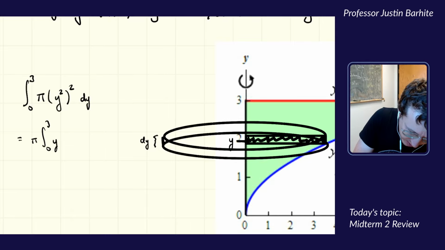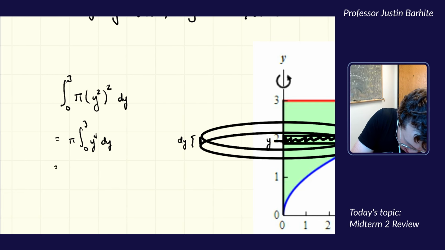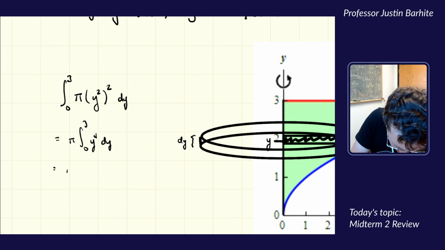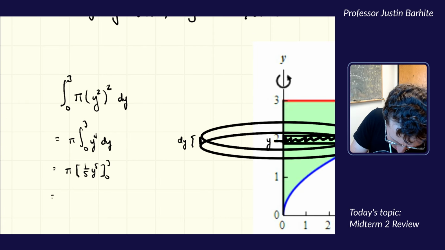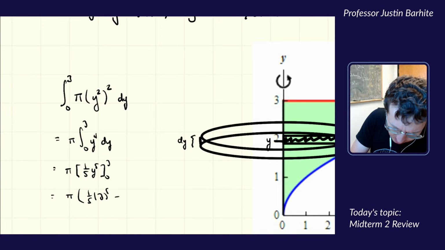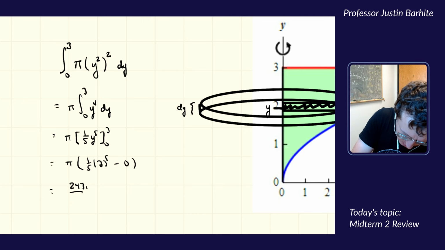So I'm integrating y to the 4th, which gives me y to the 5th. I evaluate it from 0 to 3. And I'm going to get pi times 1/5 times 3 to the 5th minus 0. 3 to the 5th is 243. So the overall volume is 243 pi over 5.